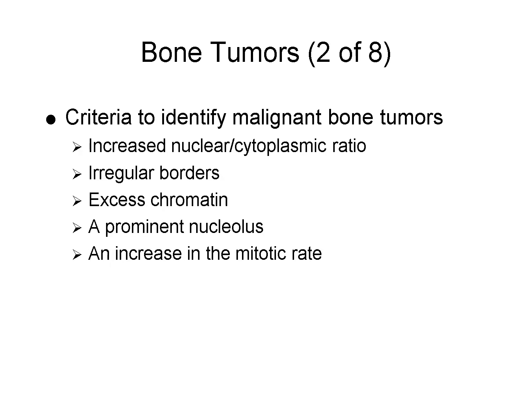Malignant bone tumors show certain features under the microscope: high nuclear to cytoplasmic ratio, irregular borders, excess chromatin, and a high mitotic rate. These signs help differentiate cancerous tissue from benign lesions. Biopsy and imaging guide diagnosis and treatment planning.